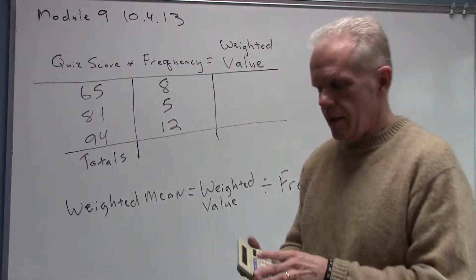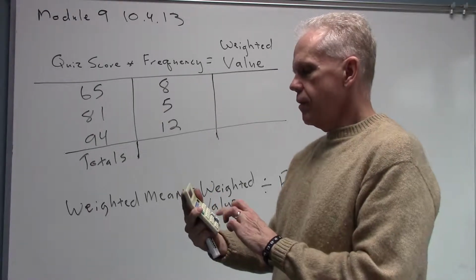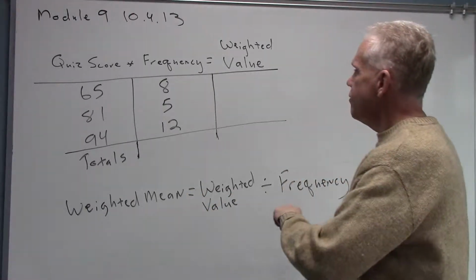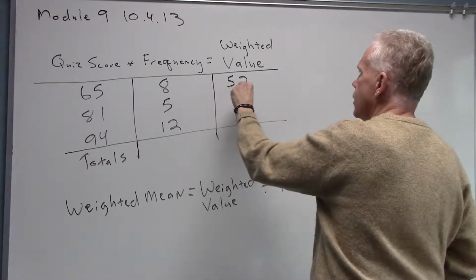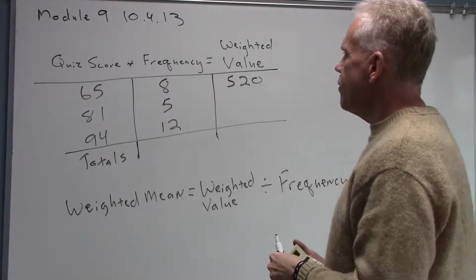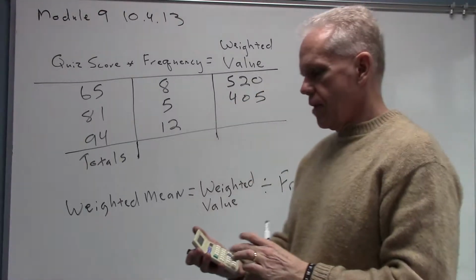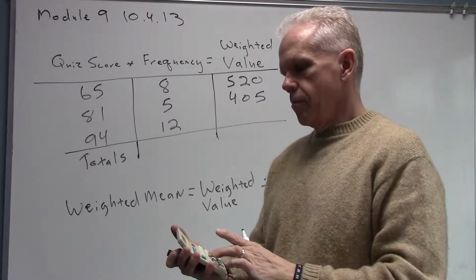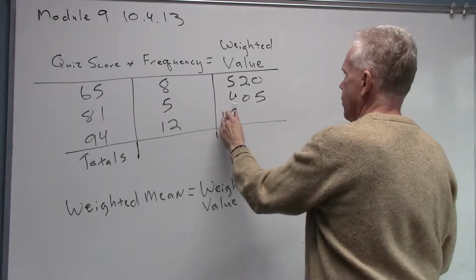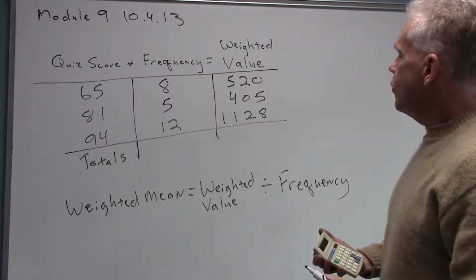So let's pull out our handy dandy antique calculator here. First let's do 65 times 8. And so that weighted value is 520. Alright, and then let's jump back in there and do 81 times 5. I believe that's going to be 405. And then we've got 12 times 94, which is 1128. All right, and so we've got our weighted values.